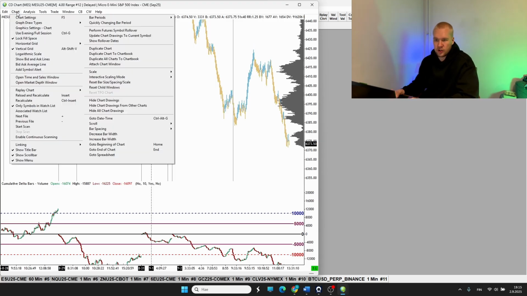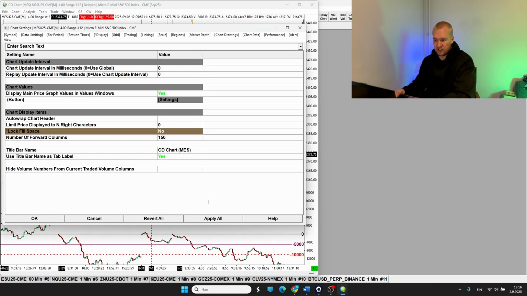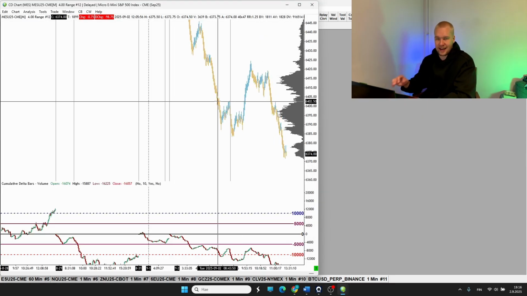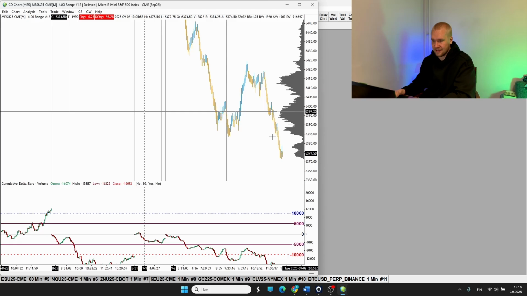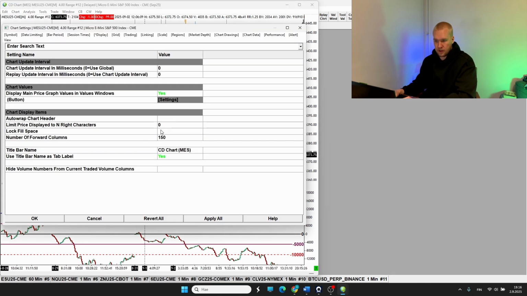And now when we go back to the chart settings, so we come to the log fill space here again, and we can actually add just enough space so that our current day's candles don't touch, or shouldn't touch, the volume profile. And putting it back on.